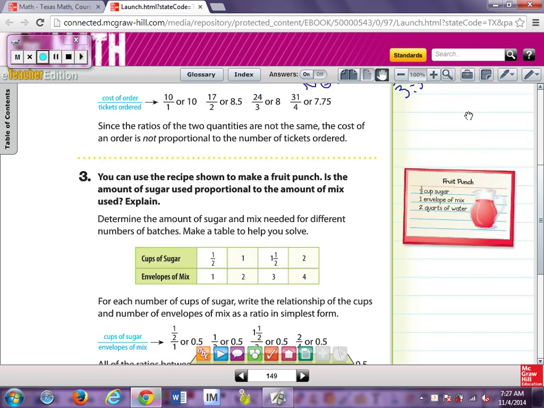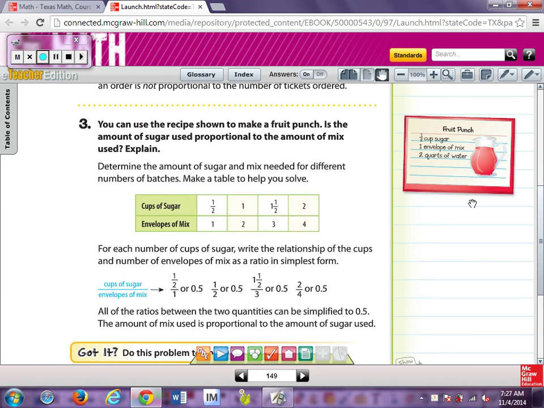As a matter of fact, let's look at number 3 down here. Now it says you can use the recipe shown to make a fruit punch. Is the amount of sugar used proportional to the amount of mix used? Explain. So now they don't give us much information except they're making us just look at a table. They're not giving us, unfortunately, a unit rate. But actually they are, because the unit rate is something compared to 1.